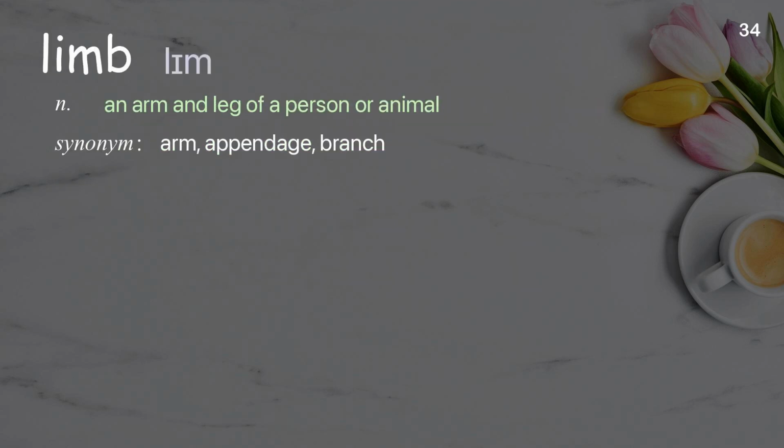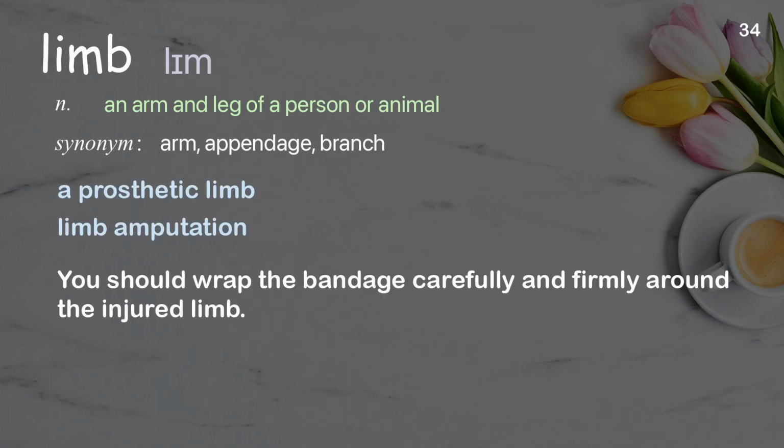Limb: An arm and leg of a person or animal. Examples: A prosthetic limb, limb amputation. You should wrap the bandage carefully and firmly around the injured limb.